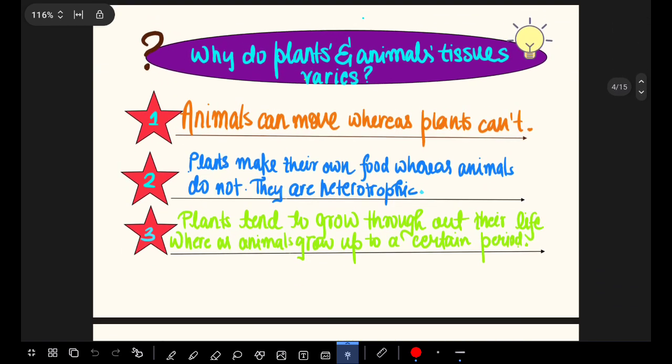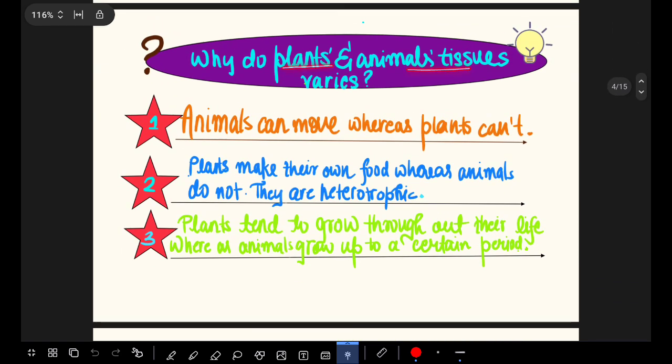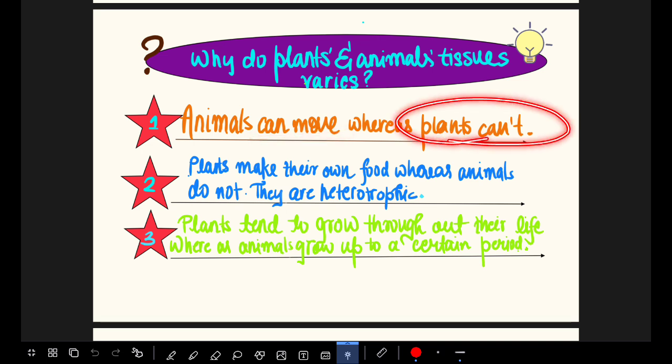Now talking about why plant and animal tissues are different. Why are we studying plant and animal tissues differently? Why aren't we studying them together? Because plants and animals are two different living organisms. Plants and animals have different key features and characteristics. Animals can move, whereas plants cannot. Plants are stationary, whereas animals show locomotion. Plants make their own food, whereas animals do not. Animals are heterotrophic, whereas plants are autotrophic.